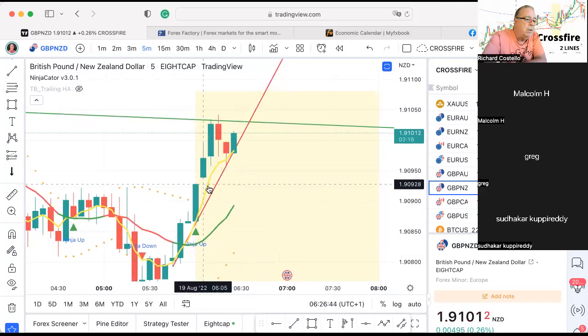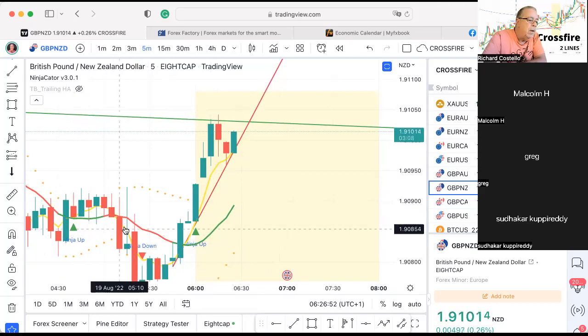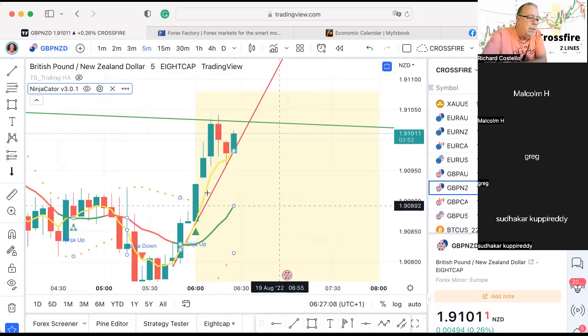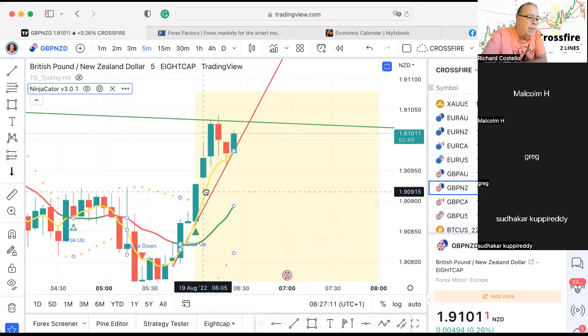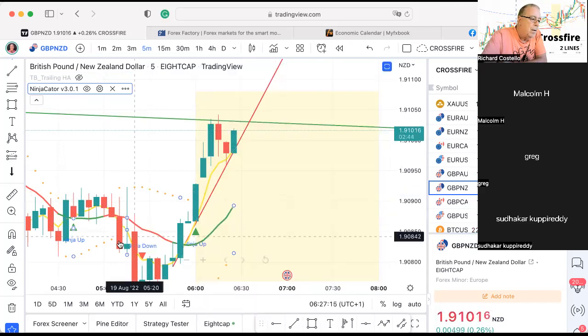Just as a little trick, if I can do it, if you hover on the yellow moving average, it's perhaps better to do it over here somewhere. See where I've got my little hand icon, where I'm hovering over the yellow average. If you right click on that and you look at visual order, you see this send to back, and then if I do it again, do it over here.